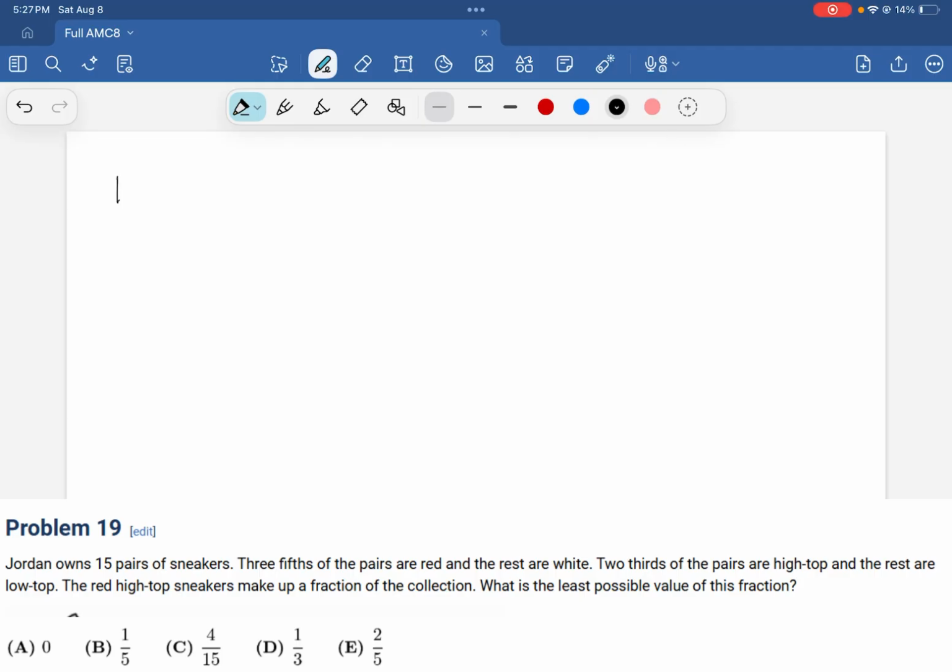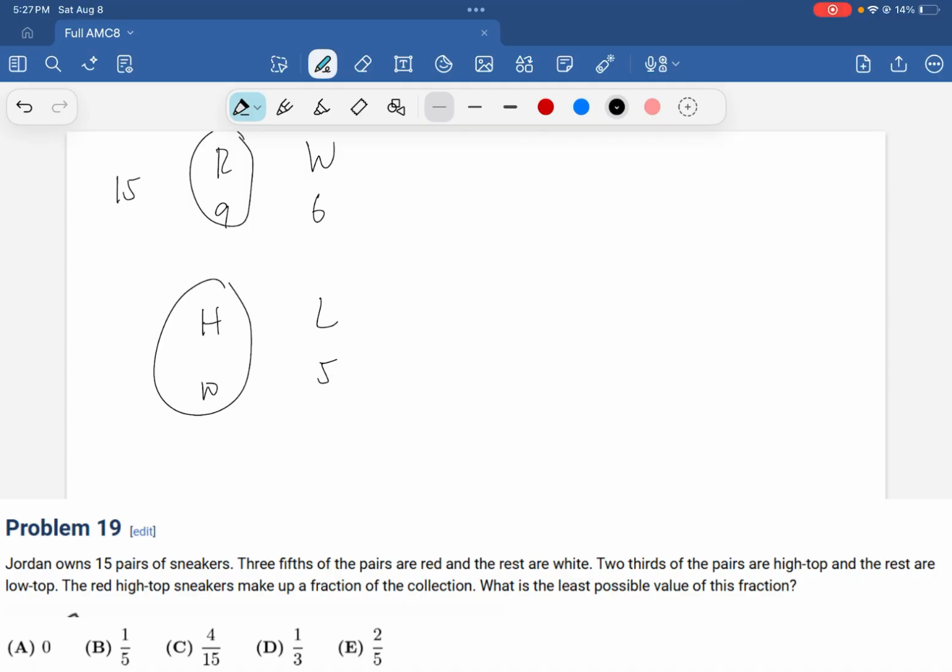So if you have 15 total, then red and white. 3/5 are red. 3/5 of 15 is 9. So the rest is 6, which is white. And for high top and low top, 2/3 of 15 is 10. And the rest are low top, which is 5. So we want to minimize the intersection between red and high top.